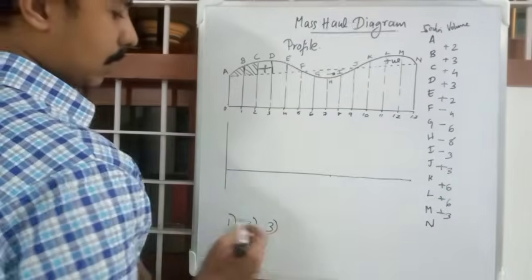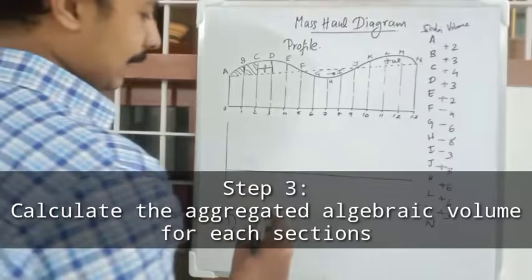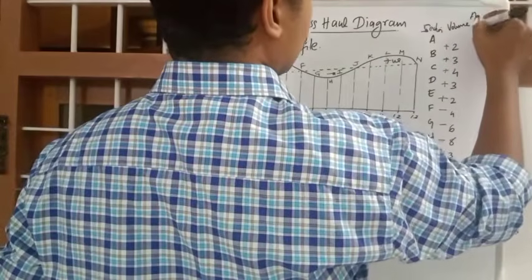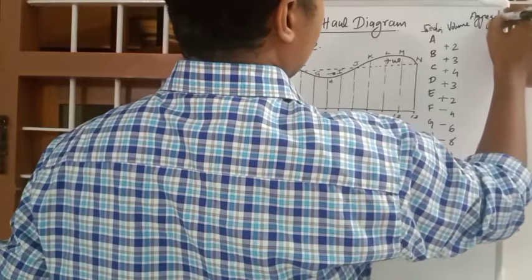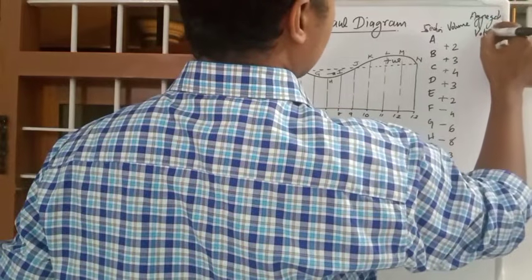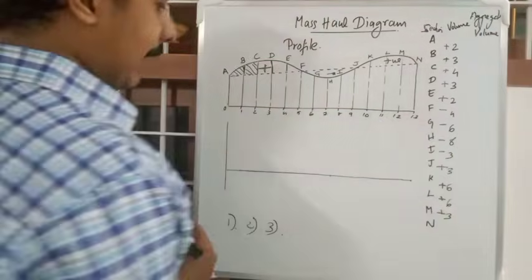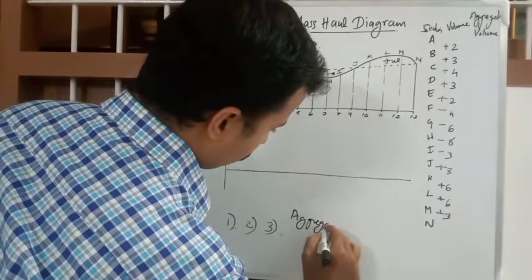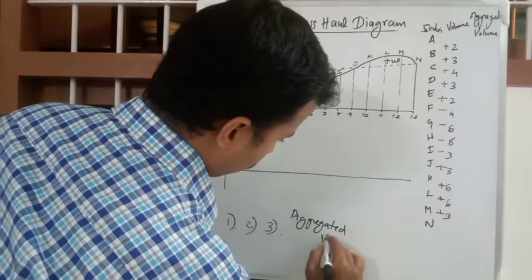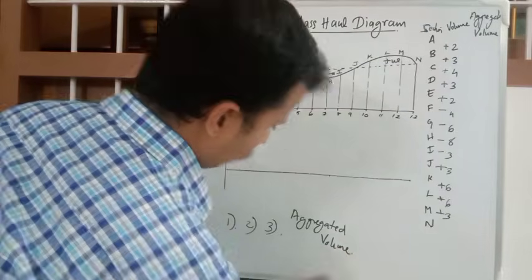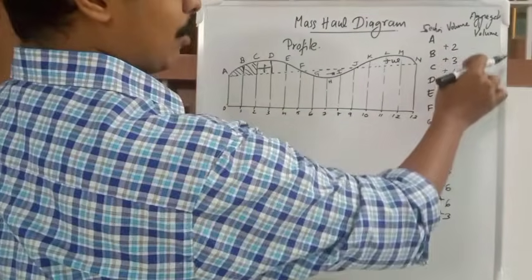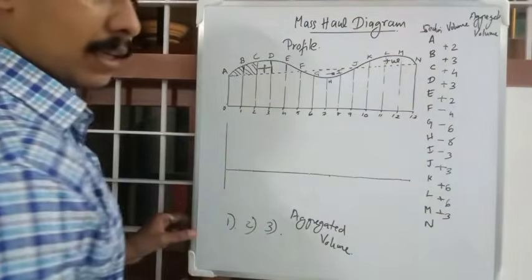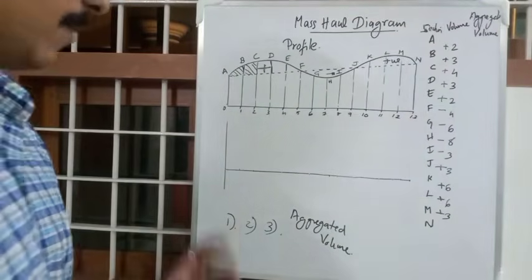Third step, calculate the aggregated volume. Aggregated volume means adding one by one for each column, considering the sign. Okay, that is aggregated volume.